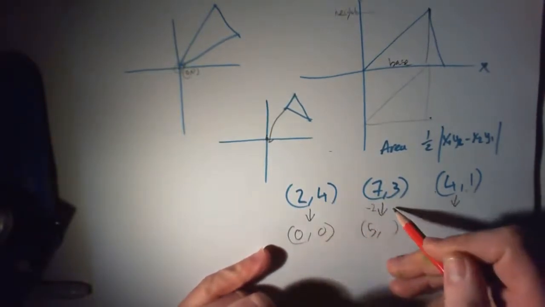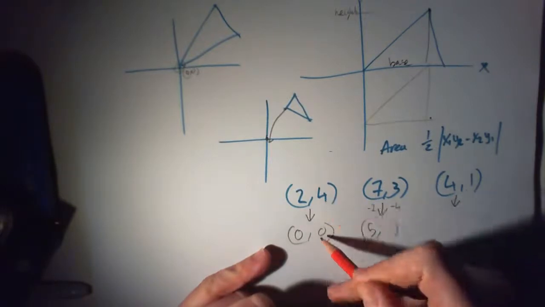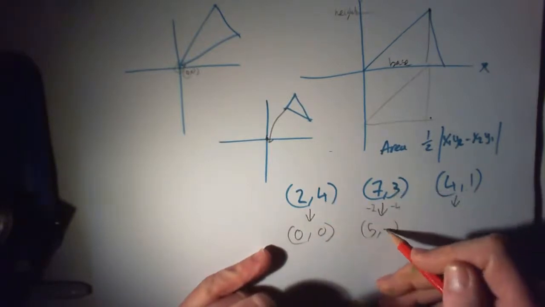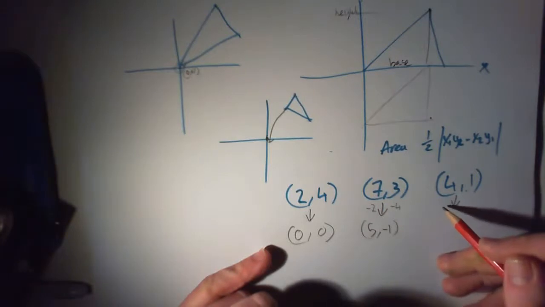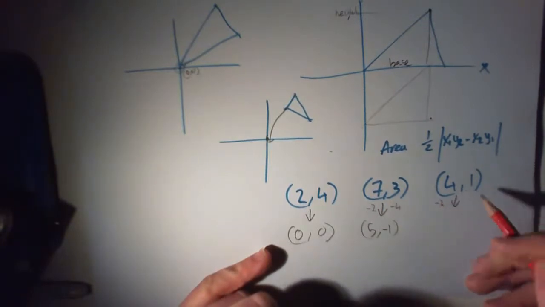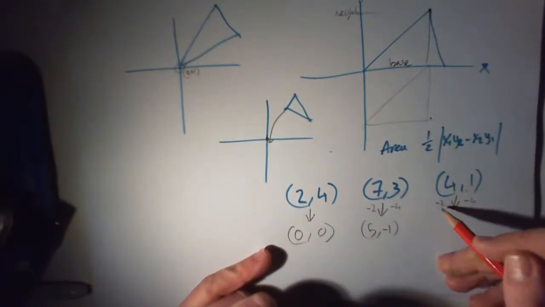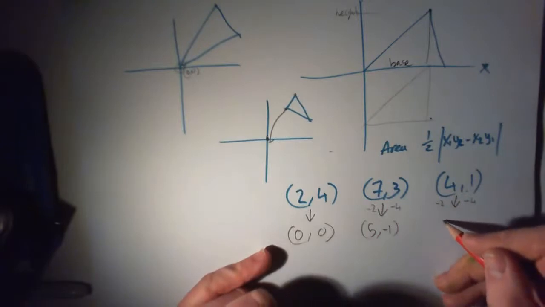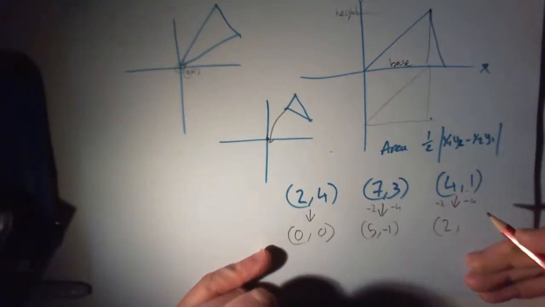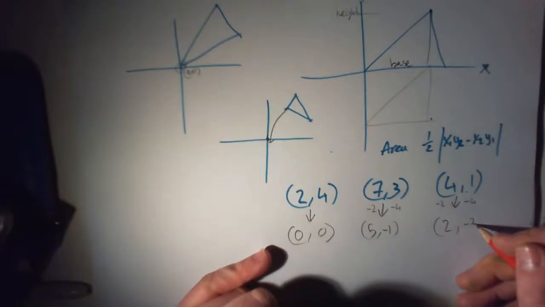If 4 becomes 0, then you subtract 4. So 3 minus 4 is minus 1. Do the same thing again, you apply it across the range. Take a negative 2 and a negative 4. 4 minus 2 is going to be 2. 1 minus 4 is going to be negative 3.